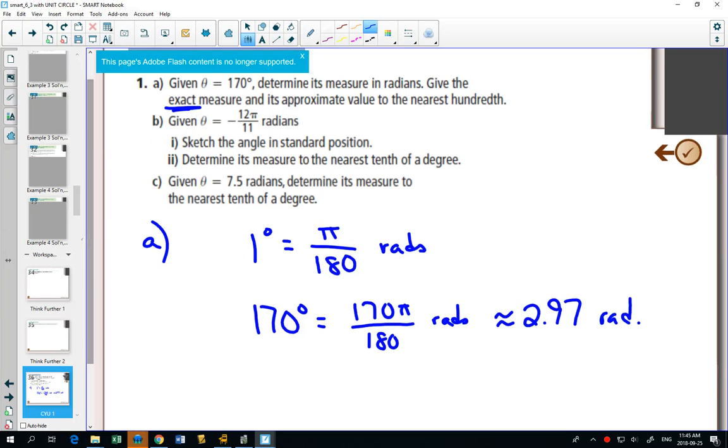Part B. We have negative 12 pi over 11 radians. Sketch the angle in standard position and determine it to the nearest tenth of a degree. Can you visualize negative 12 pi over 11 radians in your head? Not yet, right? You are not very comfortable with that at all because you haven't dealt with it, okay?